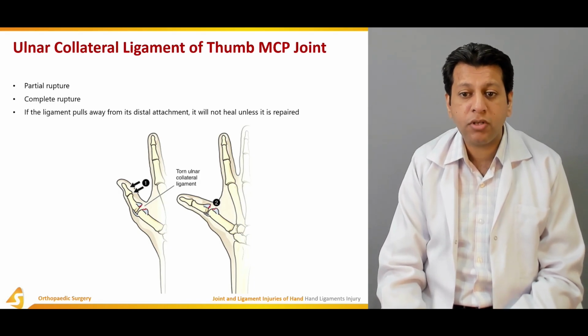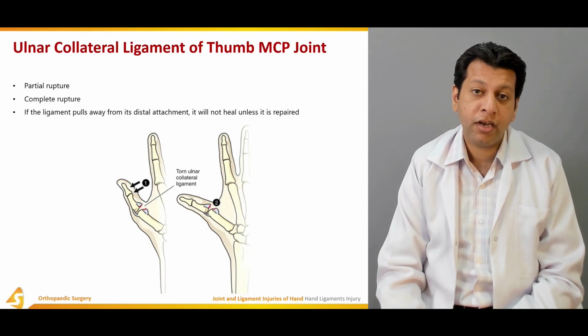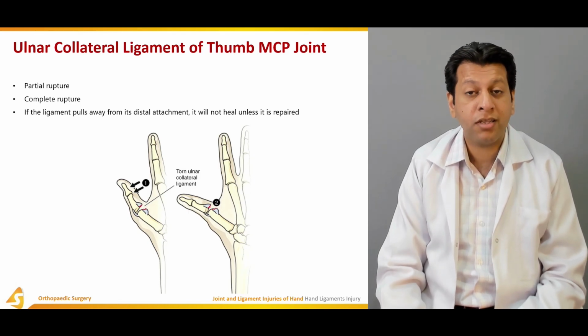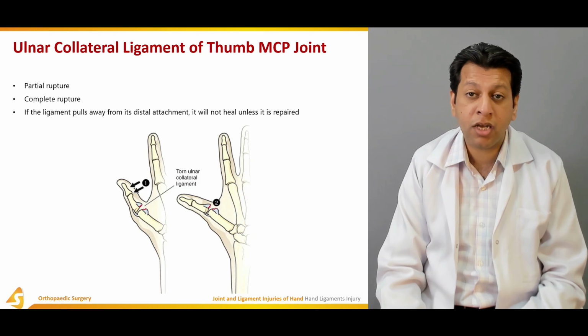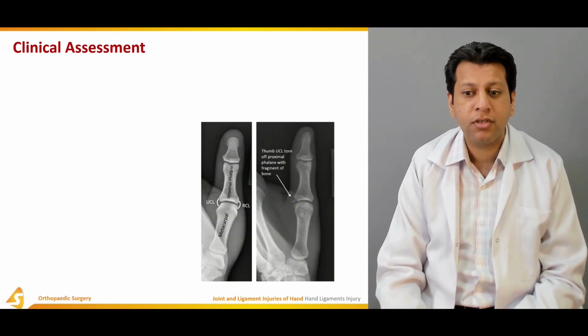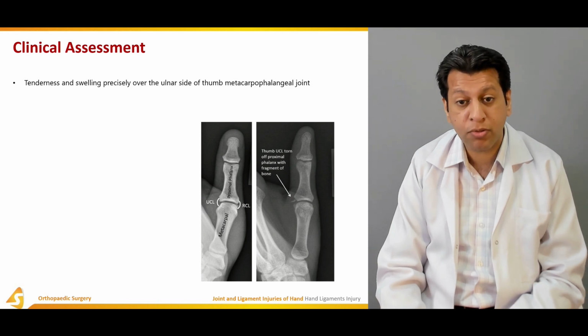If the ligament pulls away from the distal attachment, it will not heal unless it is repaired. And if it does not heal, this means the joint will remain unstable. Instability at the joint would mean the pinch would be compromised. Therefore, the movements of the hand would be compromised.